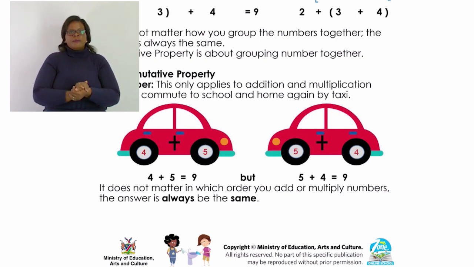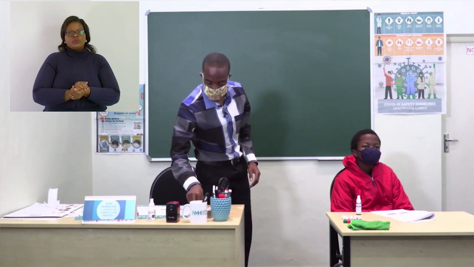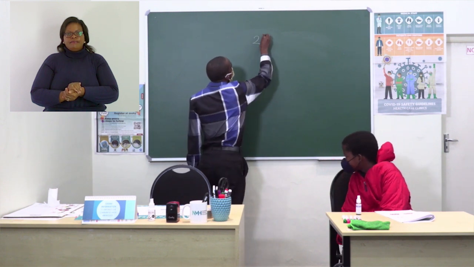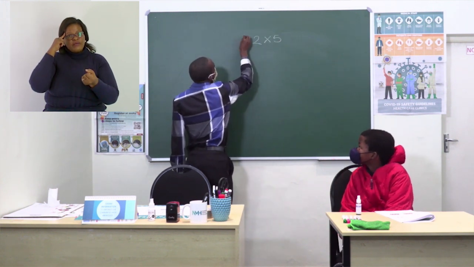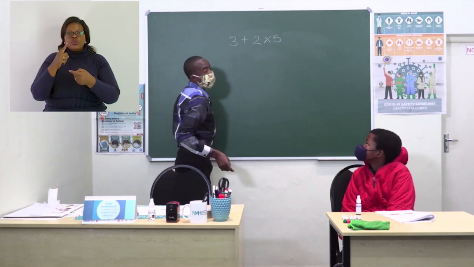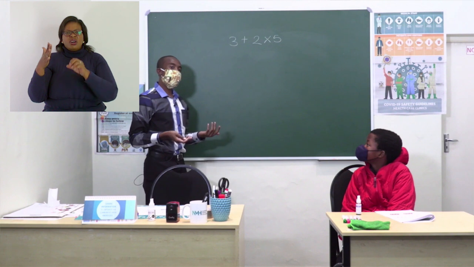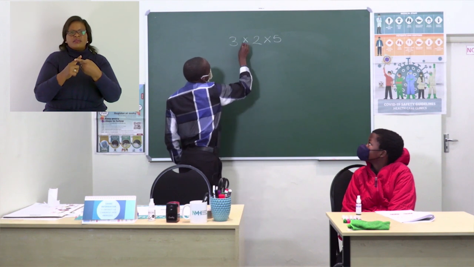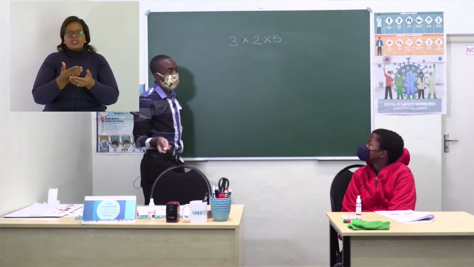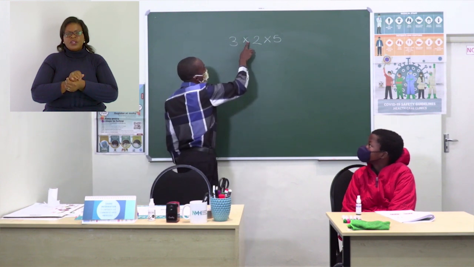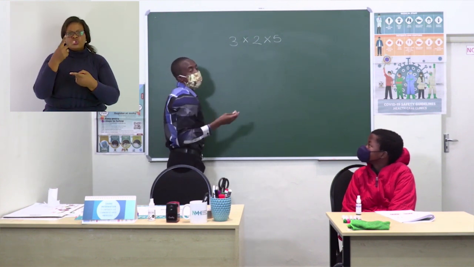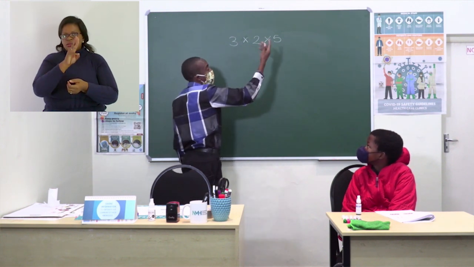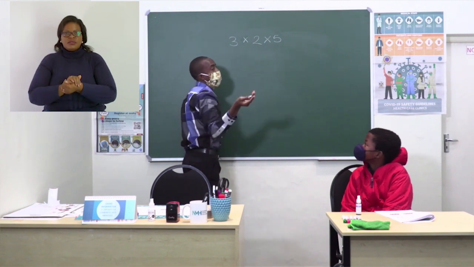I will need the chalkboard for that to explain it to you properly. Assume you have 3 times 2 times 5, and you need to figure out what the answer is. Let me make this all multiplication to make it relevant. Instead of saying 3 times 2, which is not wrong, it will be 6, and then 6 times 5 will then give me 30.